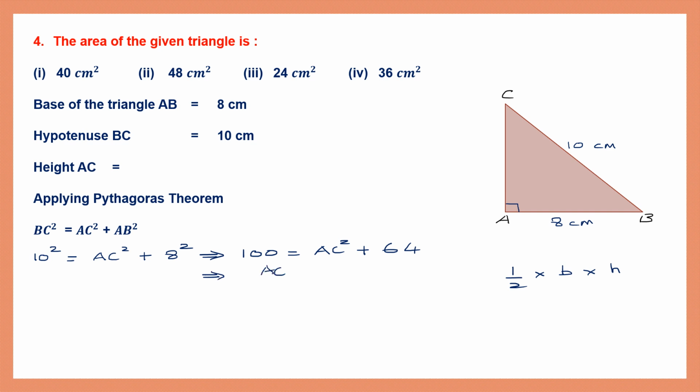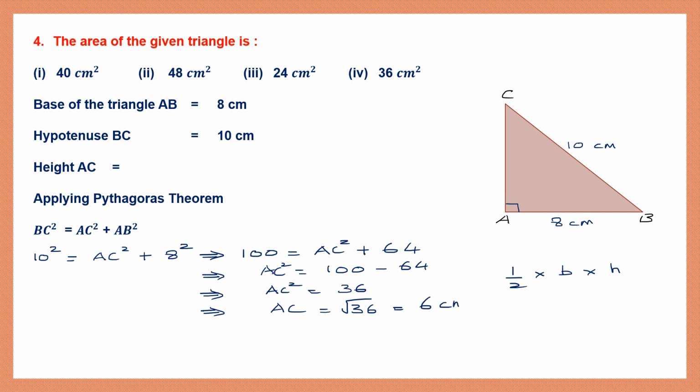So AC square will be equal to 100 minus 64. So AC square is equal to 36. 100 minus 64 is 36. Now we can find the value of AC by finding the square root of 36. And what is the square root of 36? 6, because 6 into 6 is 36.